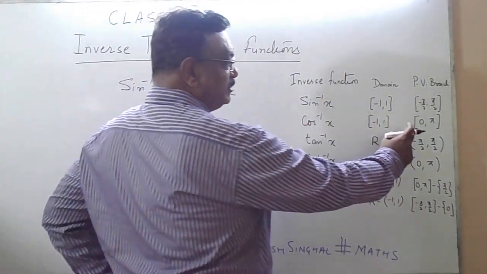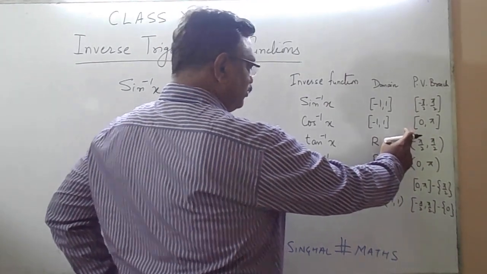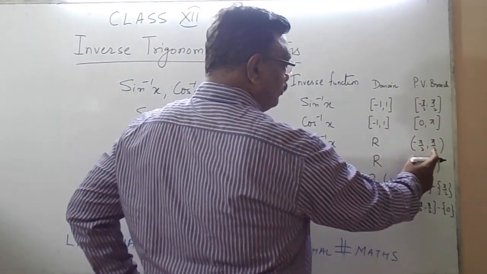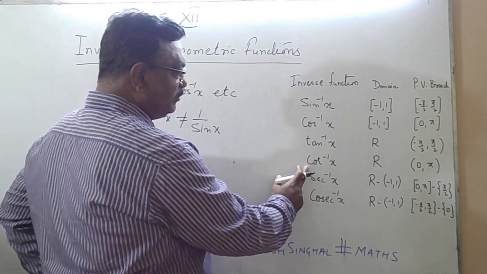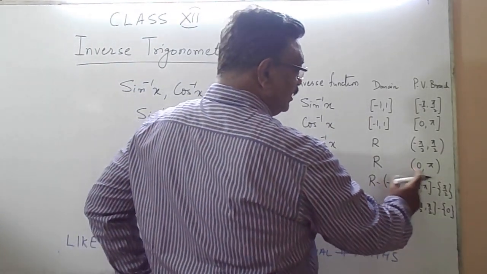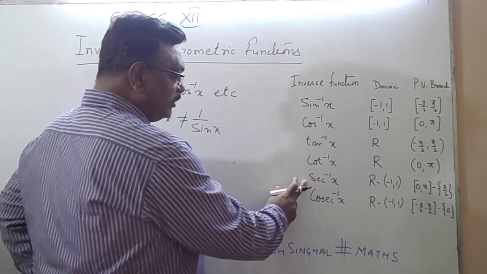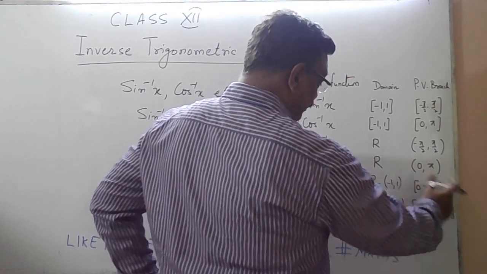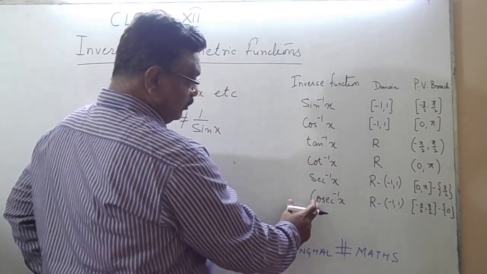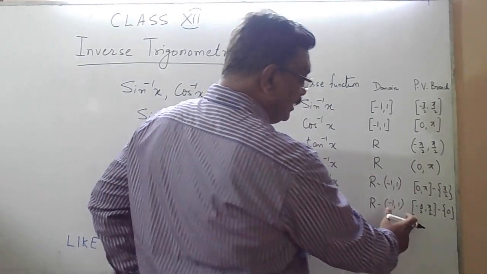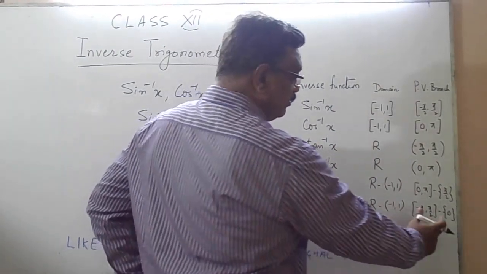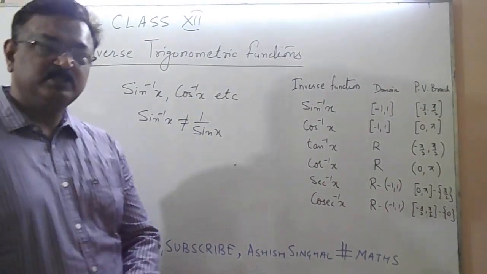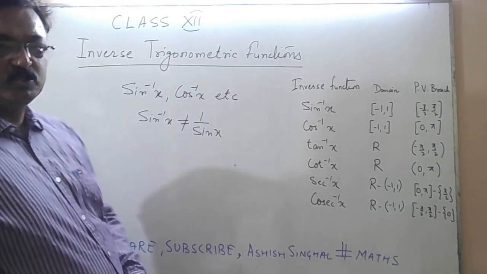Cos inverse x, it is closed interval 0 to pi. Tan inverse x, it is open interval -π/2 to +π/2. Cot inverse x is open interval 0 to pi. For sec inverse, it is closed interval 0 to pi except π/2 because at π/2 it is not defined. For cosec inverse x, it is closed interval -π/2 to +π/2 without 0. 0 is not included. Now let us see some questions based on principal value branches.